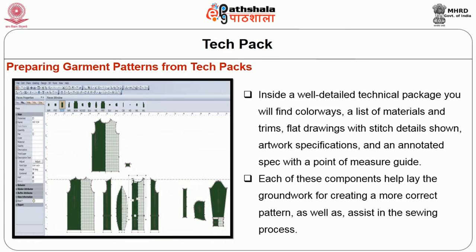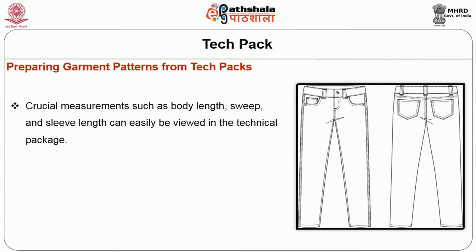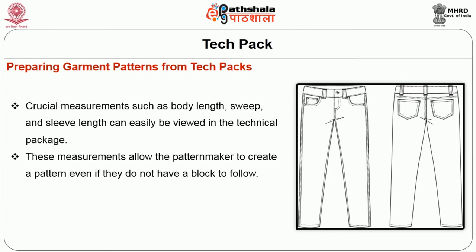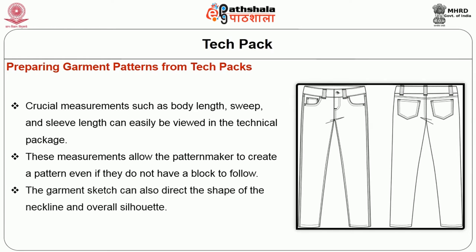Crucial measurements such as body length, sweep, and sleeve length can easily be viewed in the technical package. These measurements allow the pattern maker to create a pattern even if they do not have a block to follow. The garment sketch can also direct the shape of the neckline and overall silhouette.